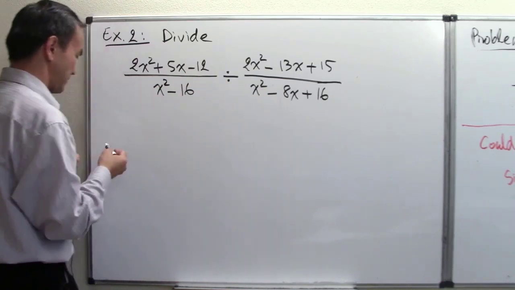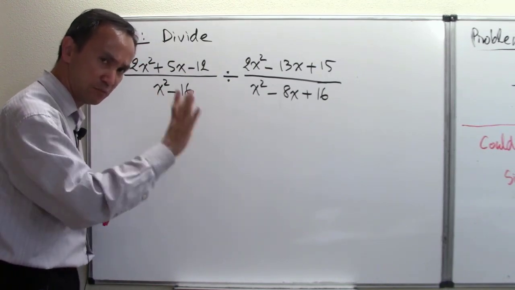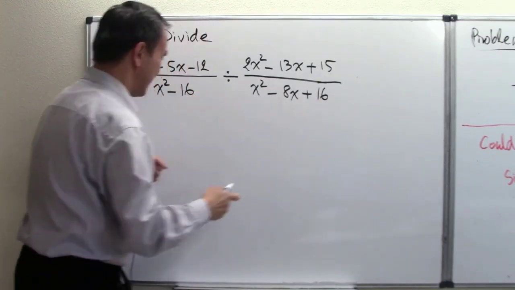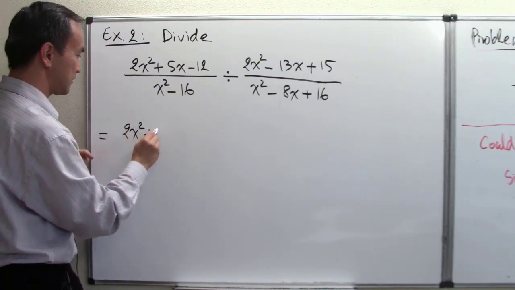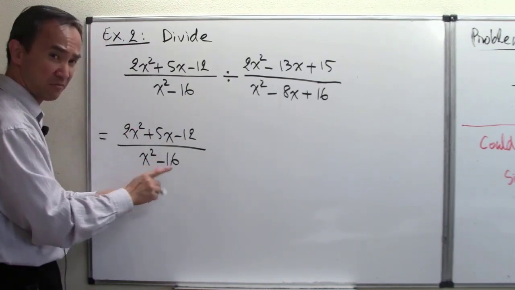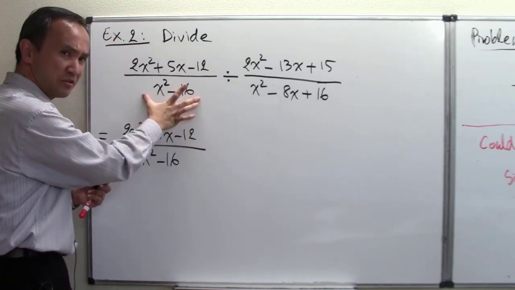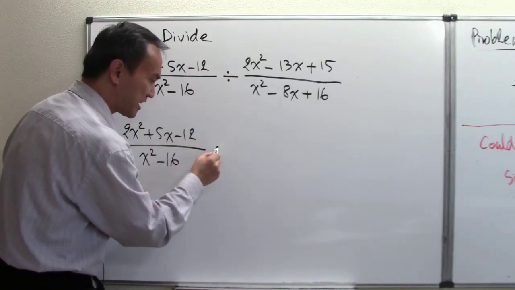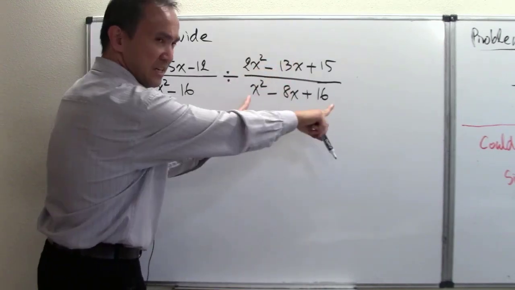Okay, so now step 1, as you have seen and as I've been mentioning in my remark: think of the division as a multiplication between the first rational expression and the second one. I'm going to keep the first rational expression the same, so 2x squared plus 5x minus 12 over x squared minus 16. There's nothing stated to modify the first rational expression, so we're leaving it here. Then a multiplication between the first rational expression and the reciprocal of the second one.